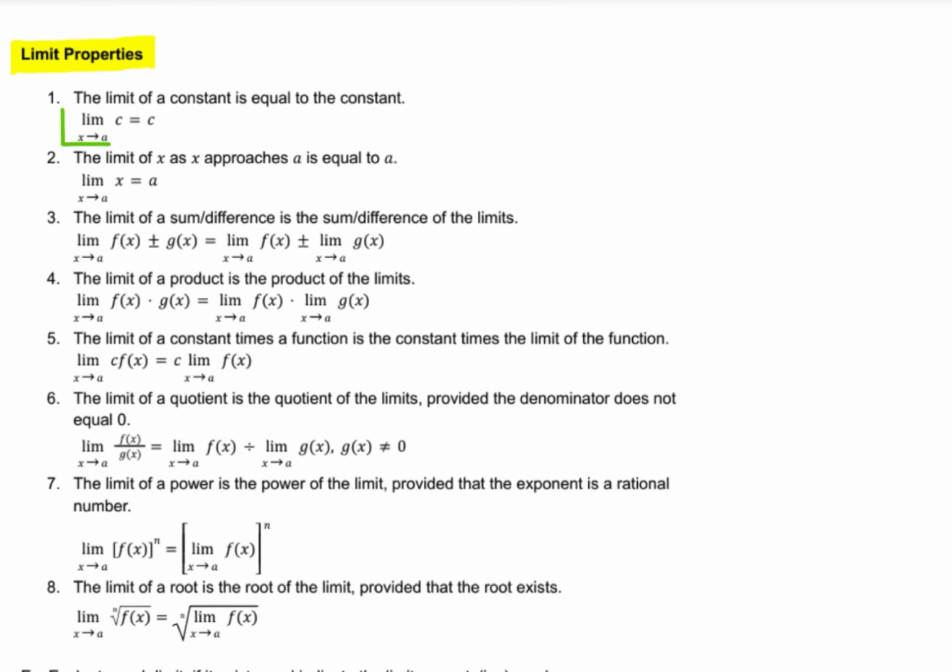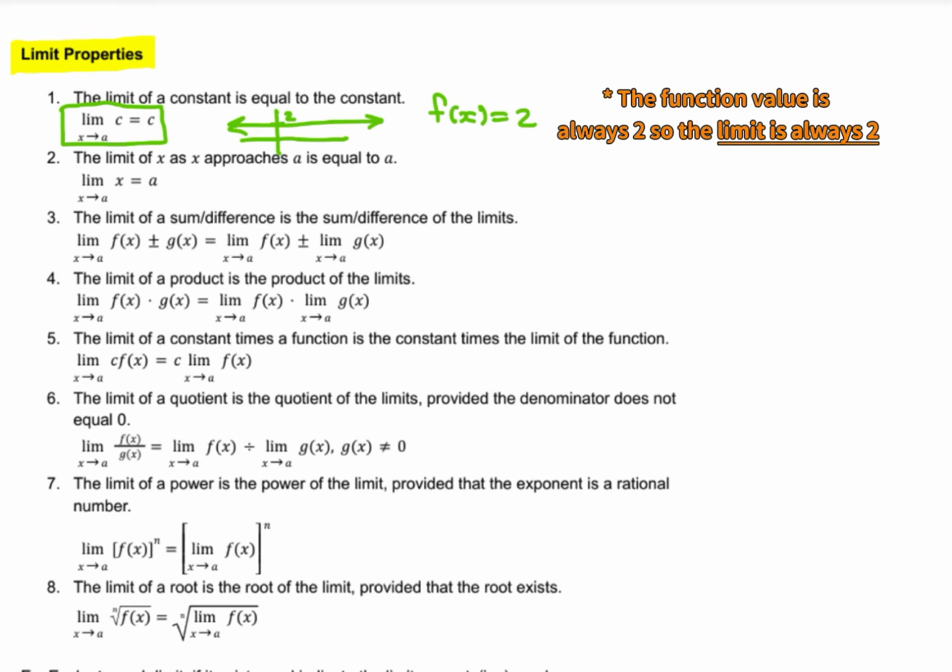The limit of a constant. The first property is the limit of a constant. This means that the limit of a constant is equal to the constant itself. For example, imagine that we have the function f of x equals 2. If we graph this function, we get a horizontal line at y equals 2. Now, let's say we want to find the limit as x approaches 6.